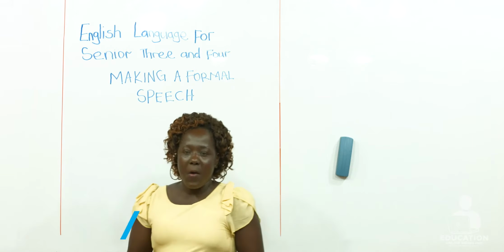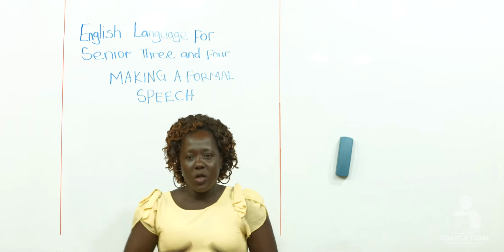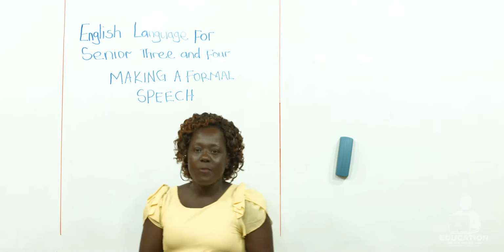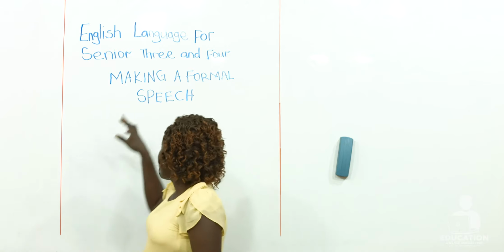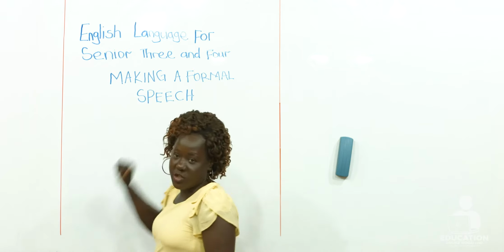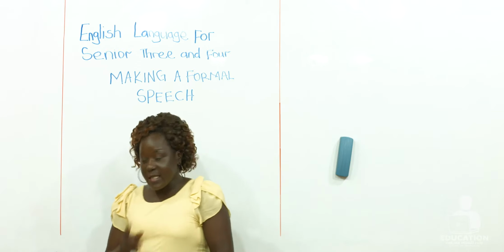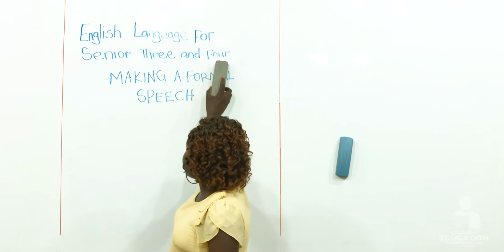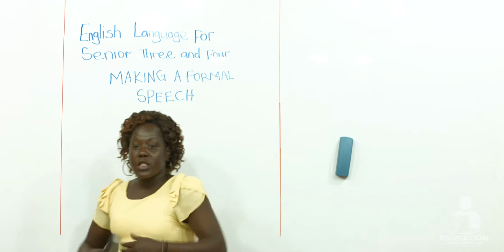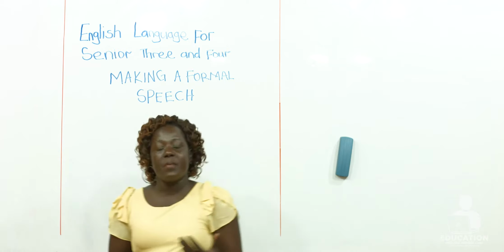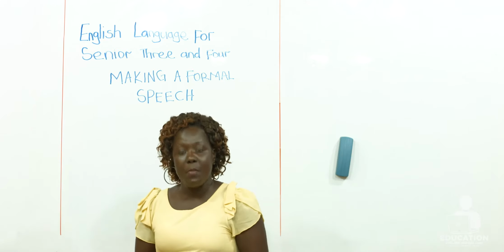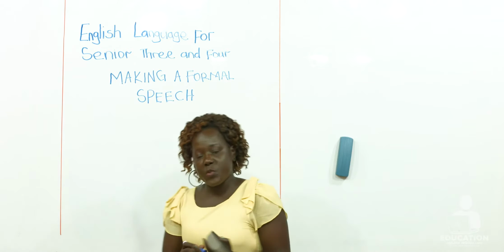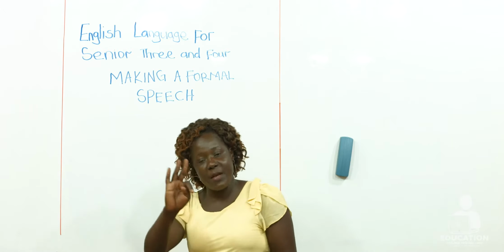Today, I want us to continue looking at what I taught you previously. Last time we looked at how to make a formal speech. Even today, this lesson is meant for Senior 3 and Senior 4. We are going to continue to look at the remaining elements of the speech which I told you about. You remember? Last time I told you any formal speech has about 3 elements.